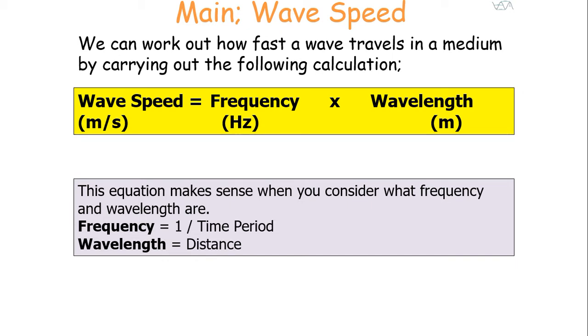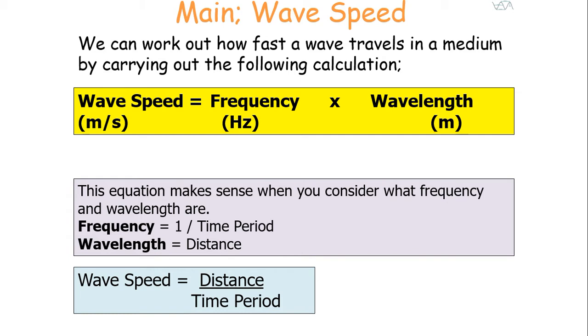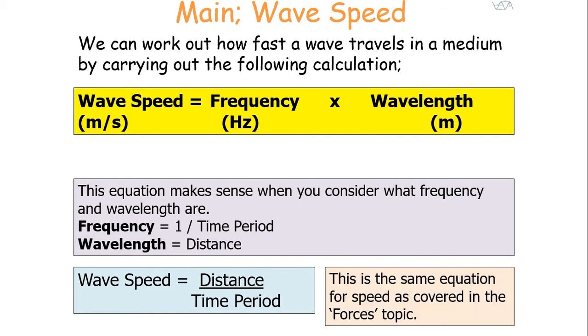Now, you can also think of it as the following. Frequency is 1 over time period, as we've looked at in the previous lesson, and wavelength is equal to distance. So wave speed, therefore, is 1 over time period times distance. So it's distance over time period, and that links to us because we know speed is equal to distance over time from the forces topic.